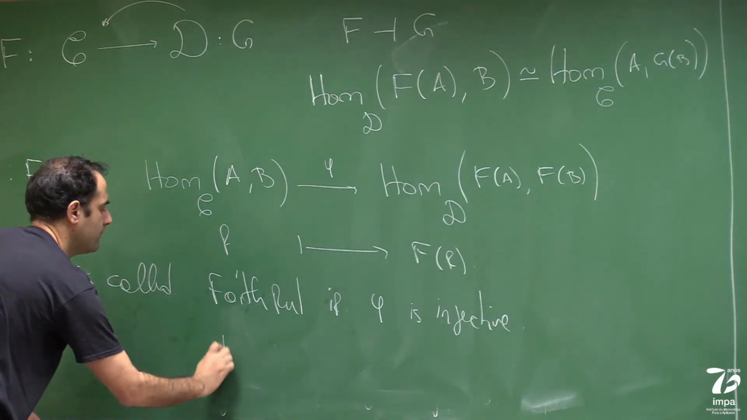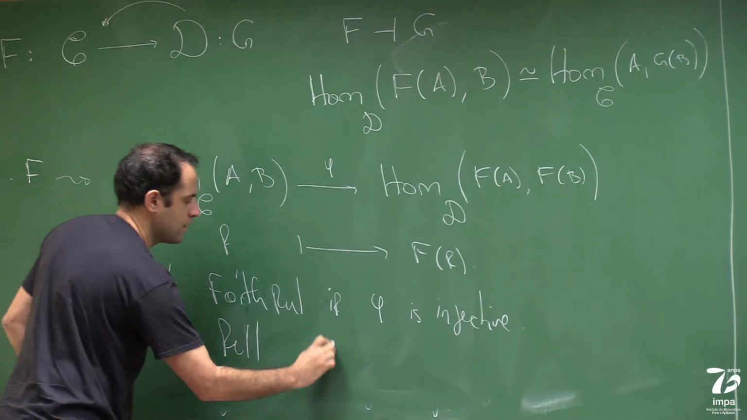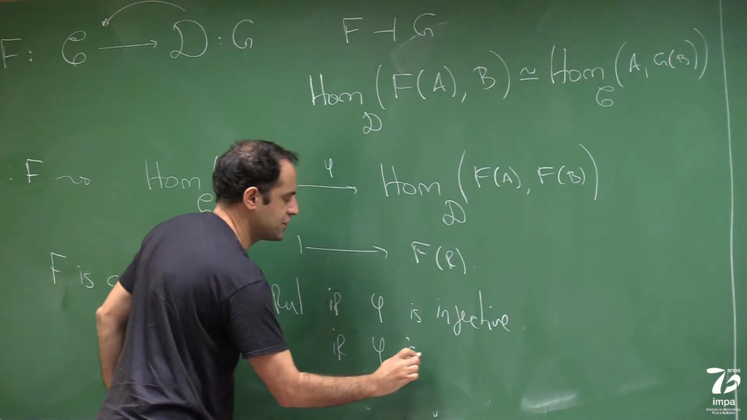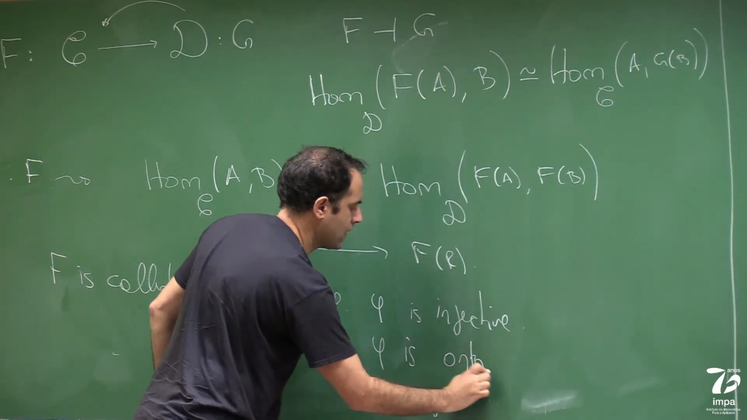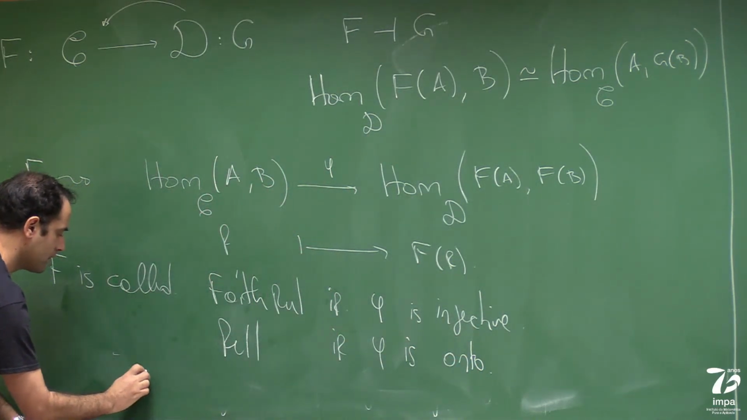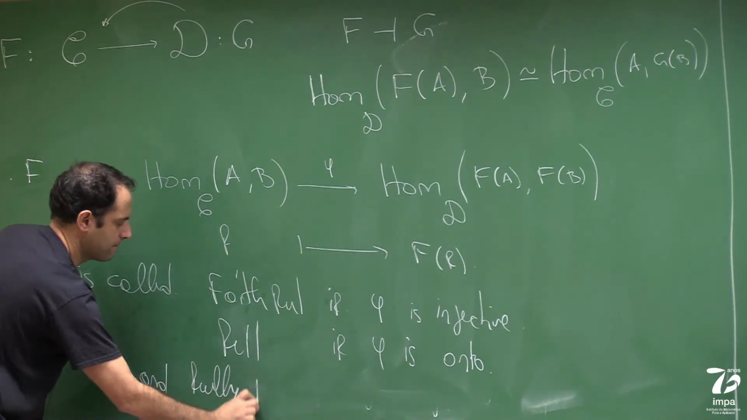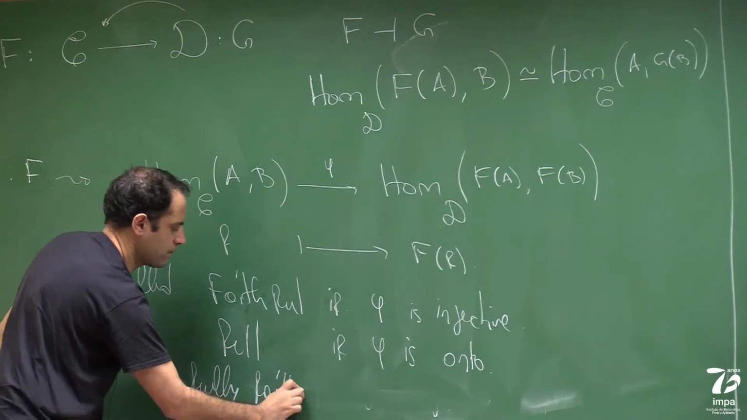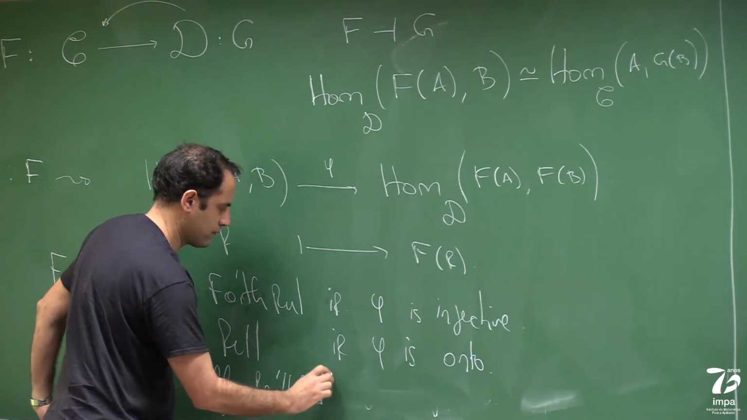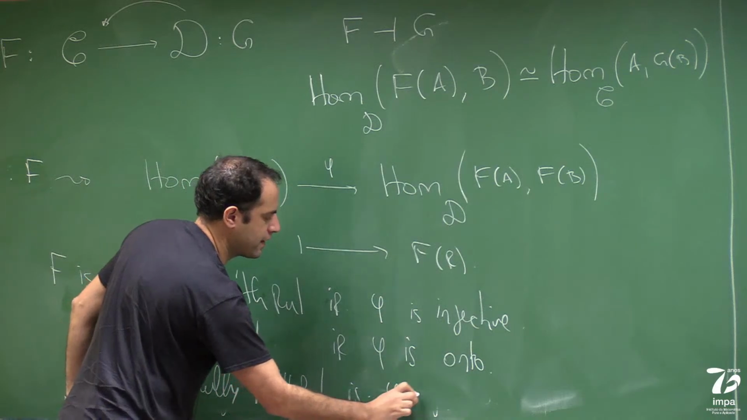It's called full if phi is surjective. And it's fully faithful if it's both, that is, if phi is an isomorphism.